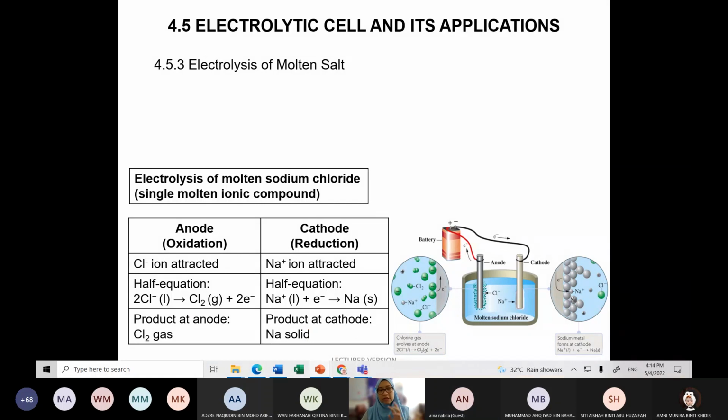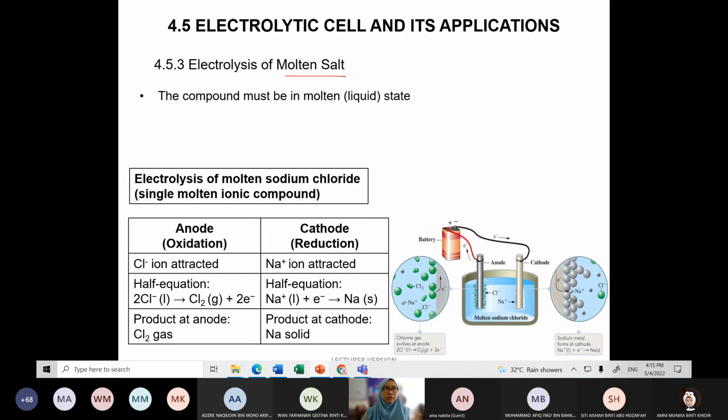So those are the 3 considerations that you have to take note. Okay, right. So let's have an example of electrolysis process. Okay, let's start with molten salt. Molten means lebu. Okay, garam lebu.